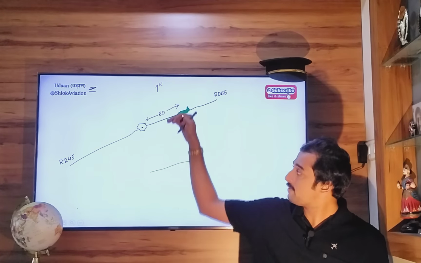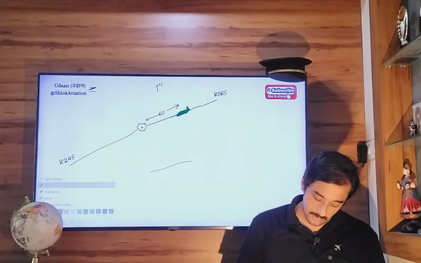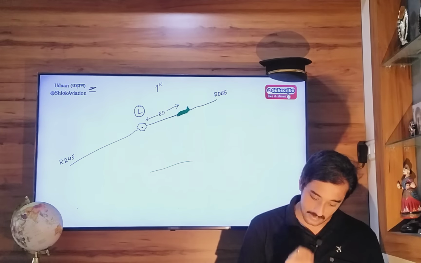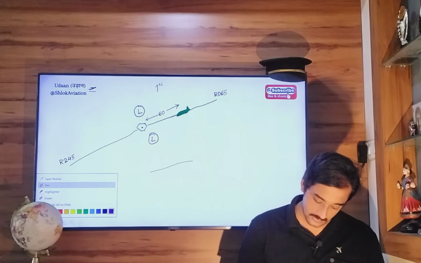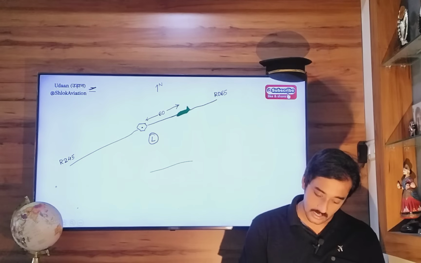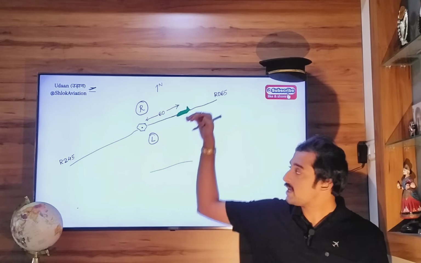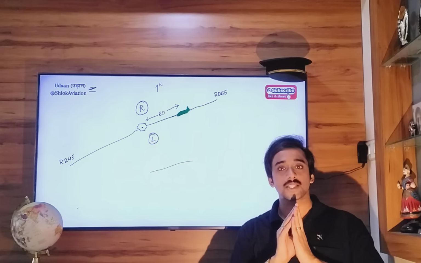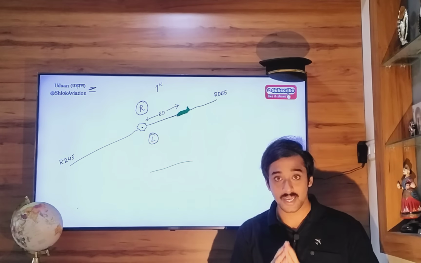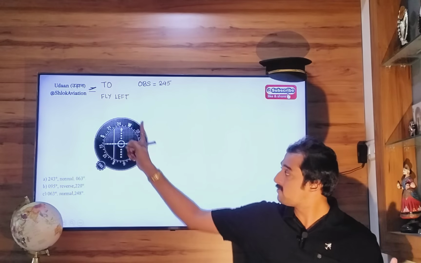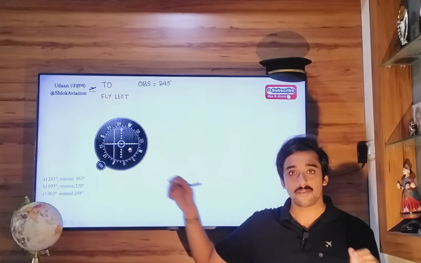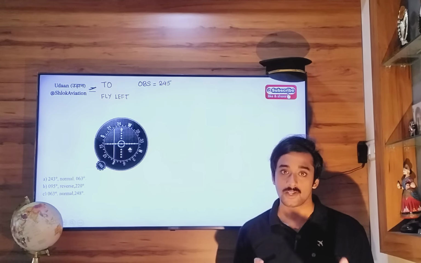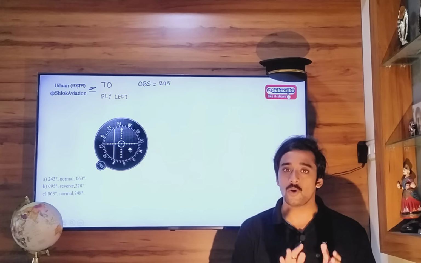Now going inbound, this becomes your left hand side and this becomes your right hand side perspective. If the aircraft flies correctly on the center line of the radial inbound, the CDI needle will remain in the center position. But if it deviates right or left, accordingly the CDI needle will deviate, giving the solution which direction you must turn to come back to your original radial.